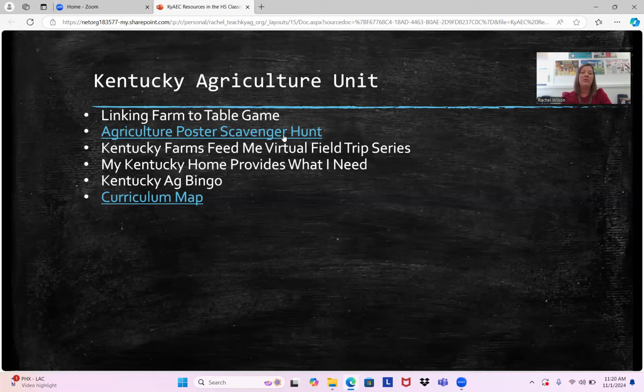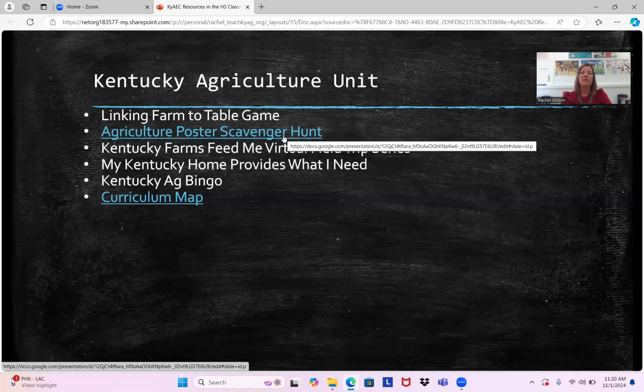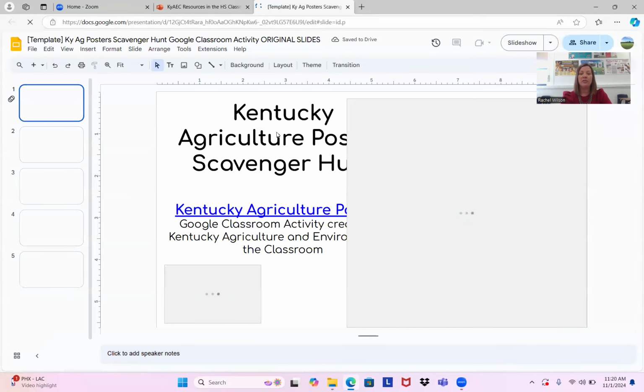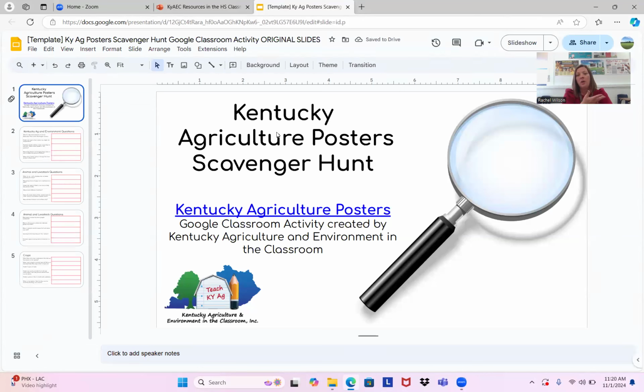And one way that I can utilize those is at the beginning of the agriculture unit, I actually created this agriculture poster scavenger hunt. You could turn it into a paper copy and have your students walk around the classroom. But in all honesty, like mine are up on the wall, it would actually be hard for a lot of the students to read. So this is just a great way to get them digging through those posters at the beginning.